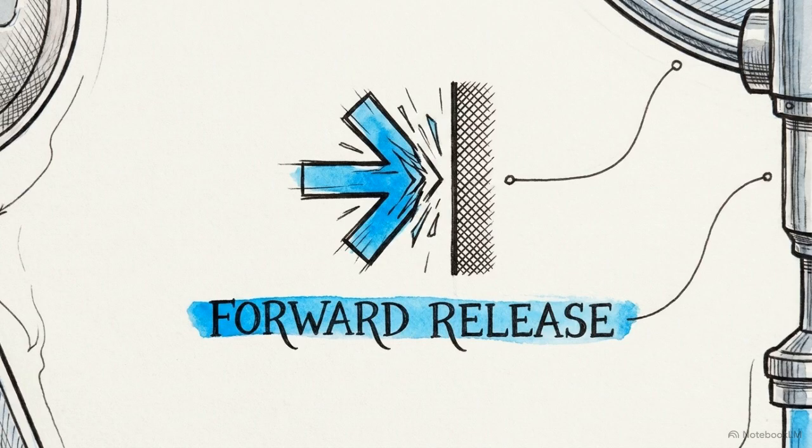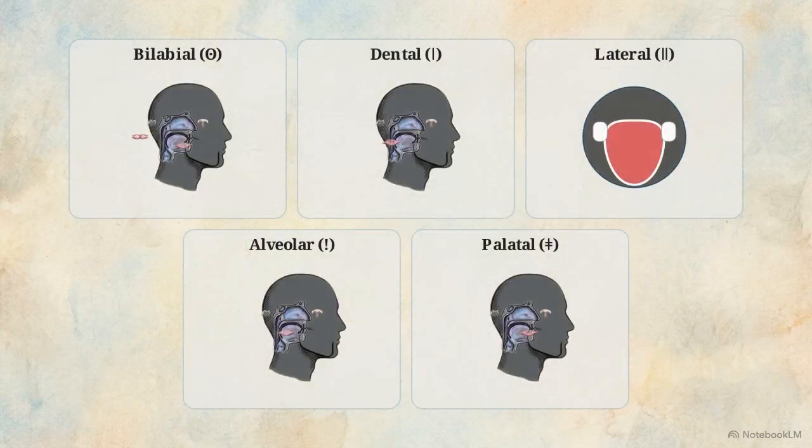The International Phonetic Alphabet provides 5 dedicated base letters to map these release points. This is a map of those placements. The bilabial click is produced by compressing the lips. The dental click is formed by pulling the tongue blade from the upper teeth to create a high-pitched release.